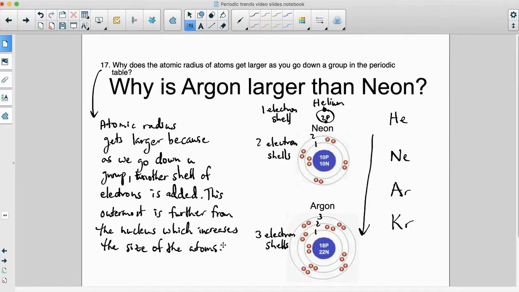So as we go down, we add shells, okay, each time as we go down each period. And so the outermost shell is going to be further and further from the nucleus as we go down, and this increases the size of the atoms.